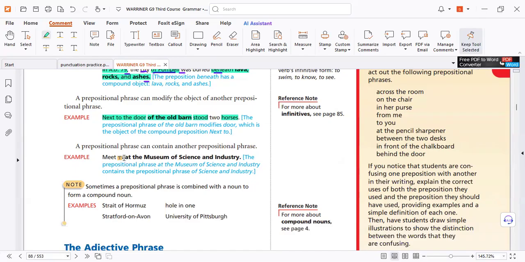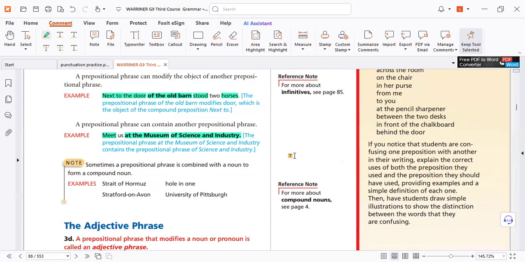Again, at the museum, prepositional phrase. Look, I found another preposition. So the other preposition can tell you the end of the phrase. So we have to delete both of them to know the subject and verb. So meet, verb, and I'm talking to you as an order or command. So meet us. So you have a hidden subject, or understood subject.